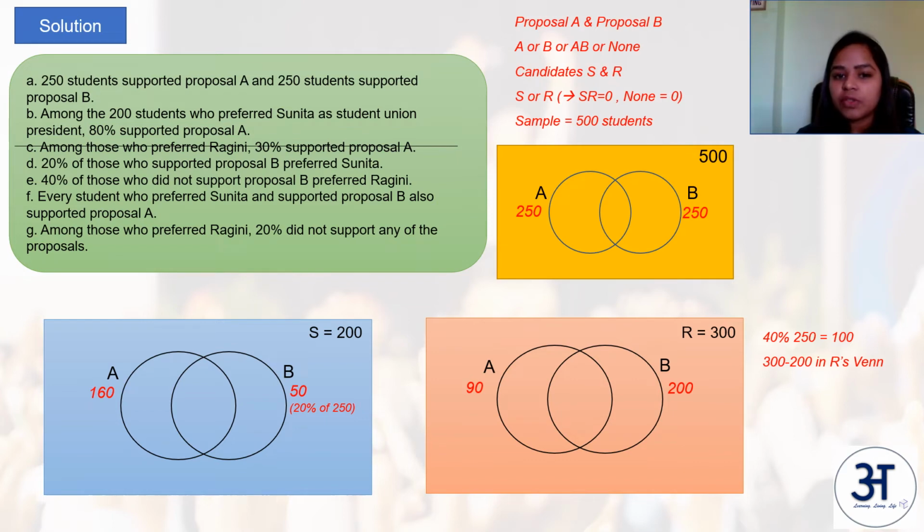So those people who did not support B and supported Ragini is 100. So that we directly got from when. So E is also an extraneous data point which is given.